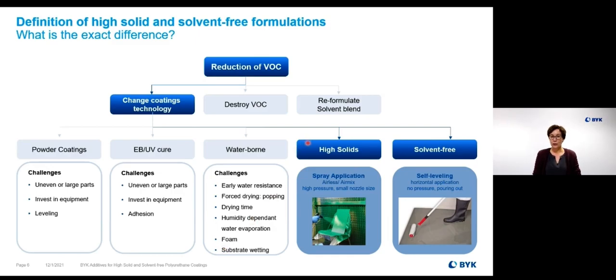Another change in coatings technology can be to change to high solid systems and to solvent-free systems. When we talk in general industrial coatings about high solid systems, there's always a connection with spray application. Here in that case with airless application or air mix. We have high pressure and small nozzle size, and that brings some challenges with it. When we talk about solvent-free systems, we mainly talk about self-leveling systems, for example, floor coatings.